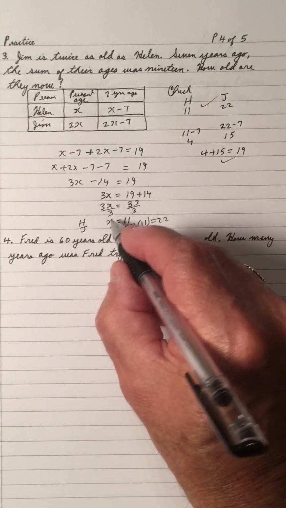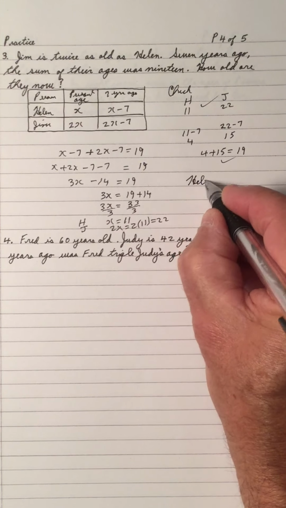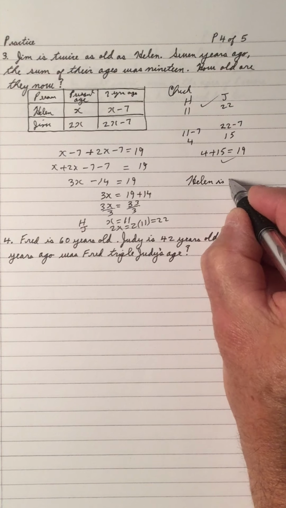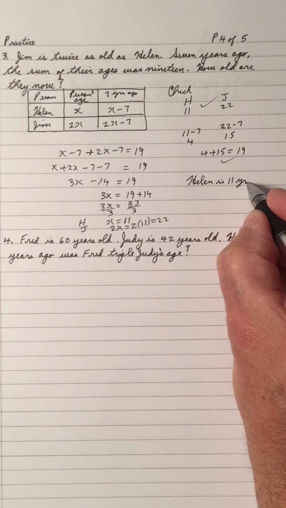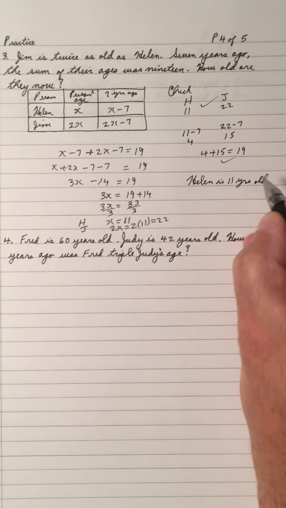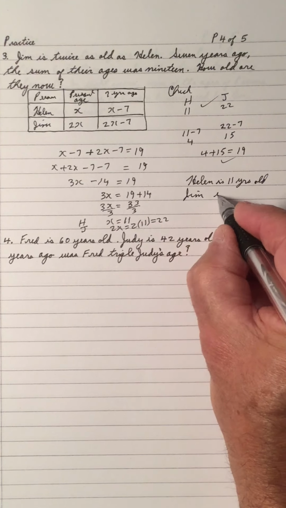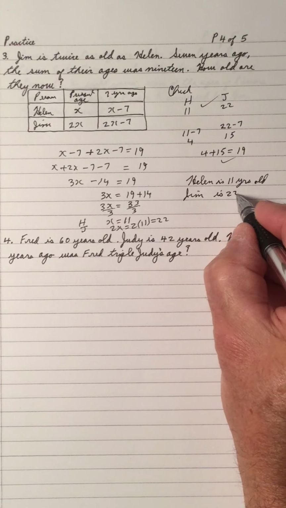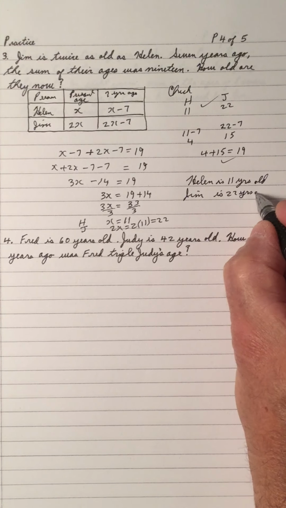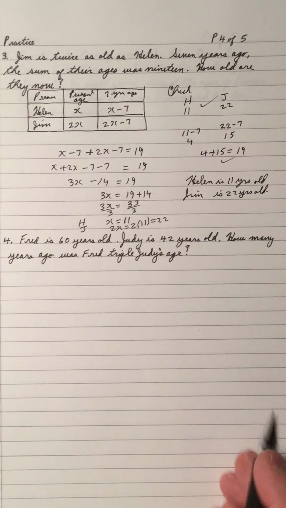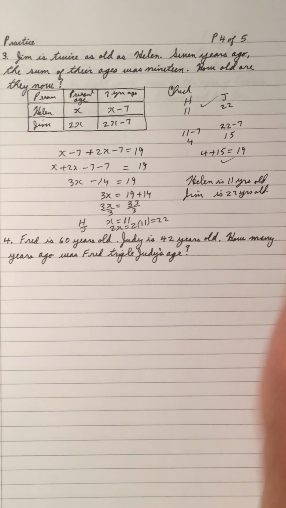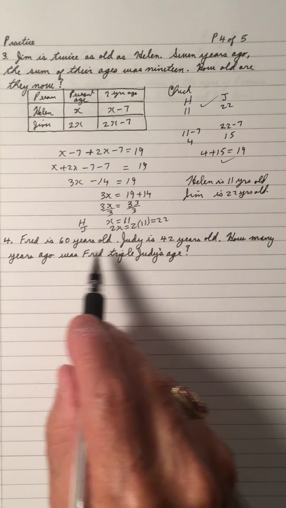So we say Helen is 11 years old, or you could say Helen's age is 11, and Jim is 22 years old. Done. Verified. Perfect. Number 4, Fred is 60 years old.